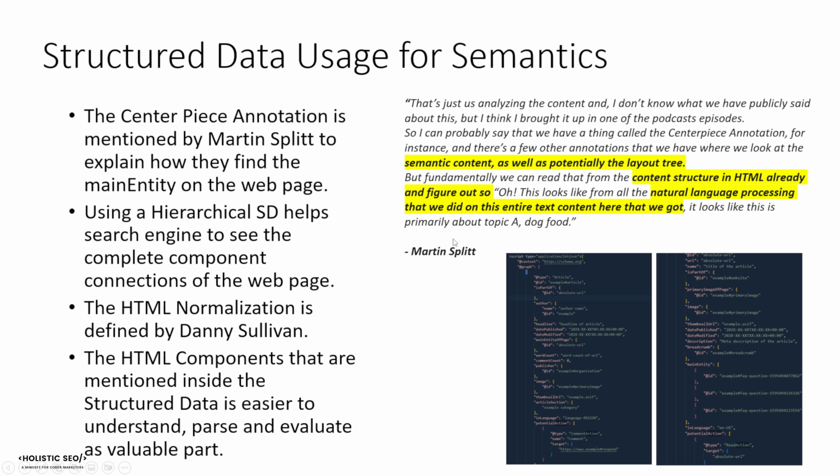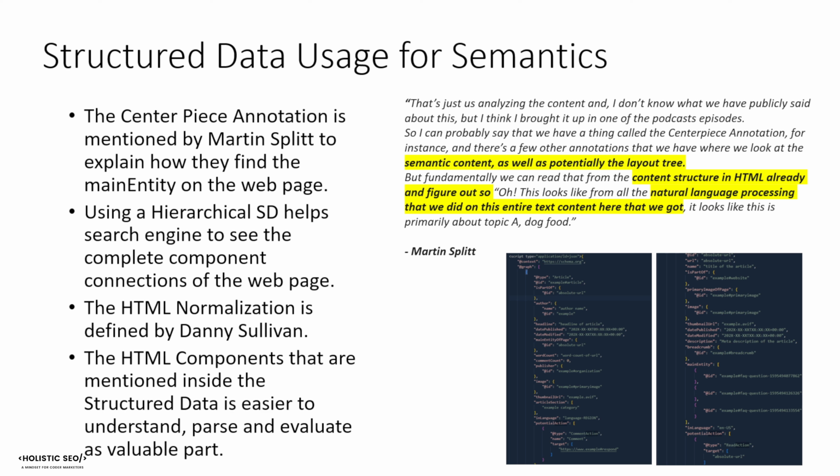And from this point of view, Martin Splitt here says that that's just us analyzing the content, and I don't know what we have publicly said about this, but I think I brought it up in one of the podcast episodes. So I can probably say that we have a thing called the centerpiece annotation, for instance, and there are a few other annotations that we have where we look at the semantic content. So they have a centerpiece annotation, but there are some other types of annotations too. And these annotations come from your HTML, content structure, or visual representation.